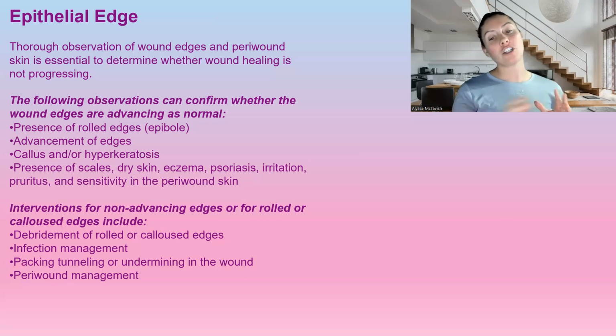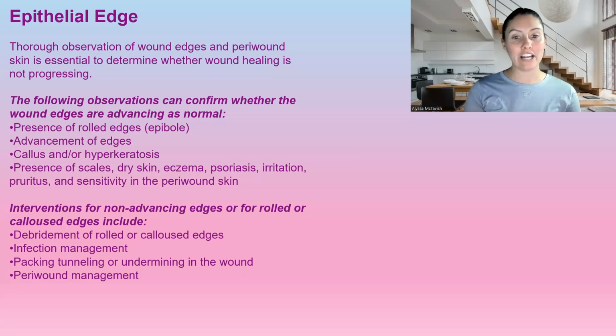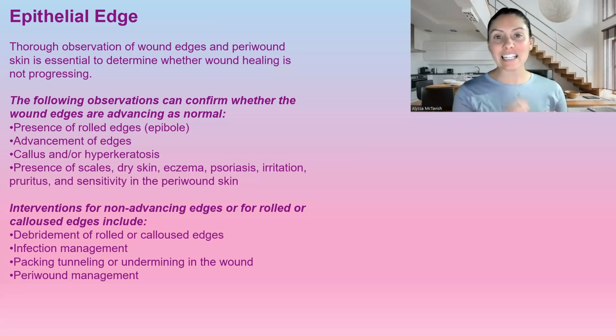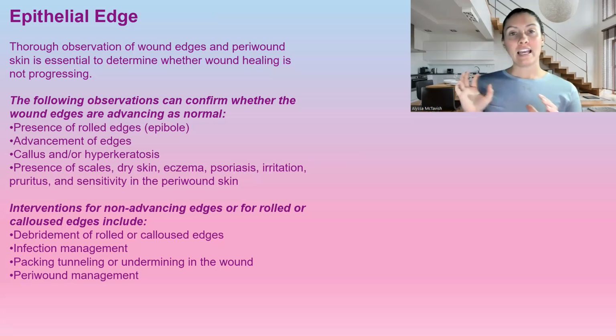Now, the intervention for non-advancing edges or for rolled callus edges is debridement. Okay, debridement of those rolled edges or callus edges. If we have thick calluses, and I see this so much in diabetic foot ulcers, we get a callus right around the wound that needs to be debrided. It is non-viable tissue. It will not allow that wound to close if we have that callus there.